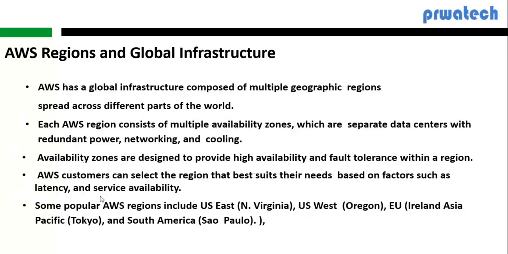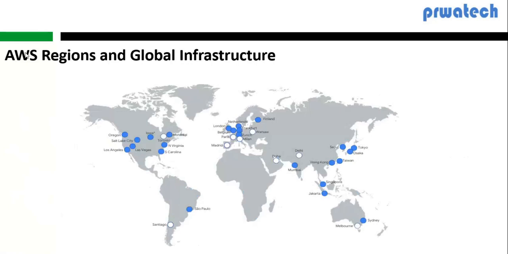There are some popular AWS regions, including US East in Virginia, US West which you can call Oregon, Ireland, Asia Pacific in Tokyo, and South America. Here you can see the AWS regions and global infrastructure. All of these we call regions. You can see Mumbai, Delhi, Netherlands, London, Finland, Tokyo, Sydney, Melbourne, Singapore, and Hong Kong.